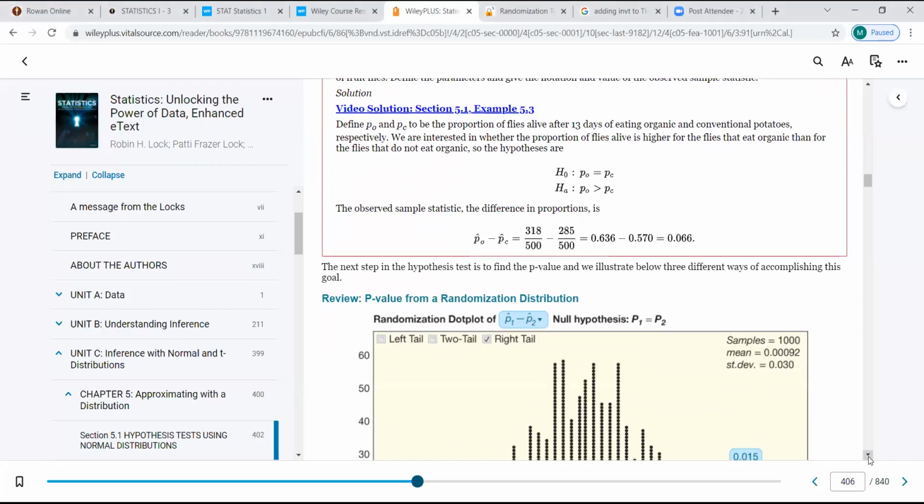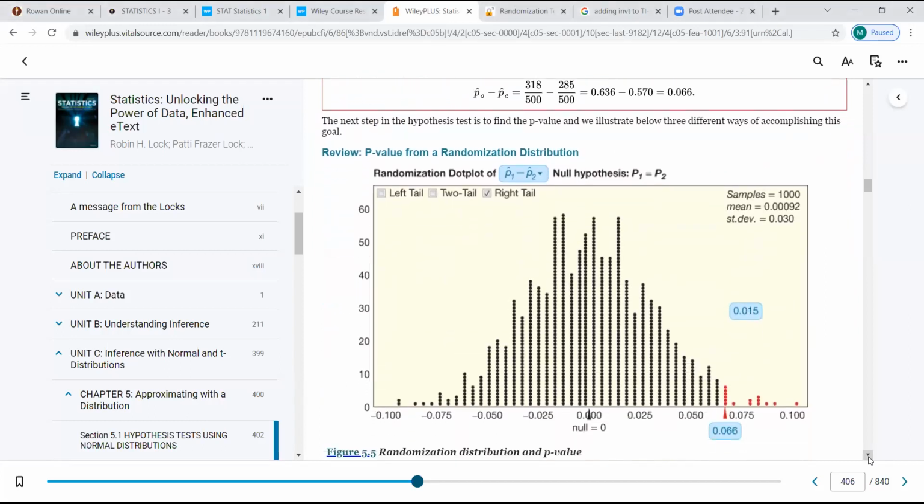Now, notice when they did it in the book, and actually we'll just use the book's data here. This is a similar plot to what I just did in StatKey. And notice, first of all, that the p-value came out to 0.015. It's a little bit different because this is a different randomization distribution than the one I just did in StatKey. The standard error, however, the 0.03 here, is going to be pretty similar to what I did.